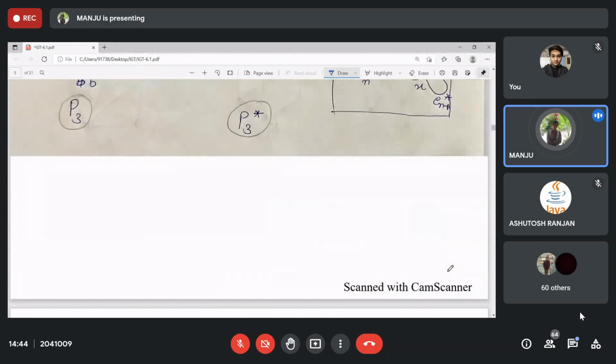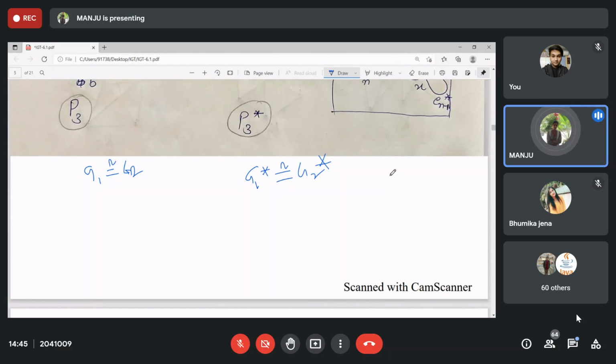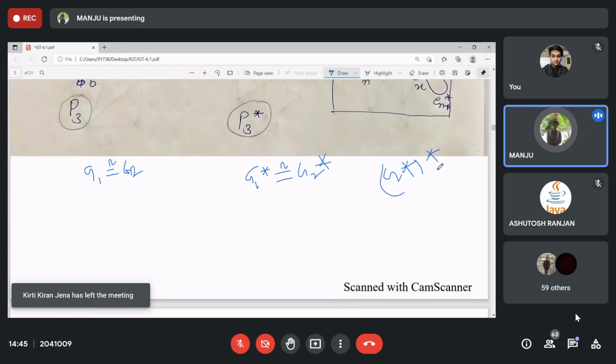Yeah, is this dual condition retained in the isomorphic graph? That means if two graphs are isomorphic, G1 is isomorphic to G2, then can you say G1 star is also isomorphic to G2 star? Or can you say G star, again you calculate this star, then you are getting G. That's what I wanted to ask.